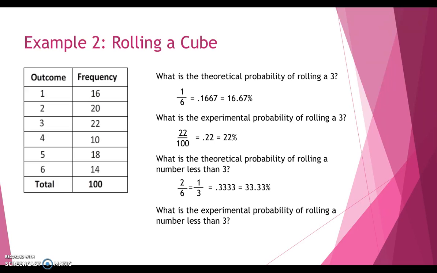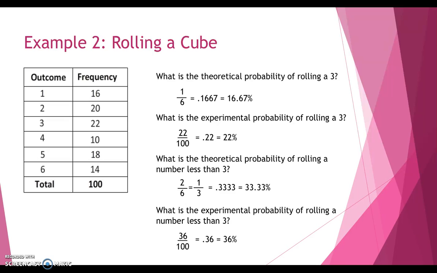What is the experimental probability that they rolled a number less than 3? This is 36 out of 100. They tried rolling the cube 100 times and they got a 1 16 times and a 2 20 times. 16 plus 20 is 36. This is 36 out of 100 or 0.36 or 36%.